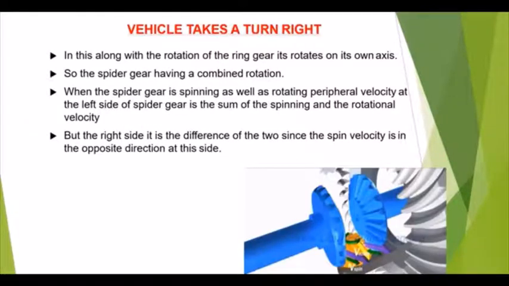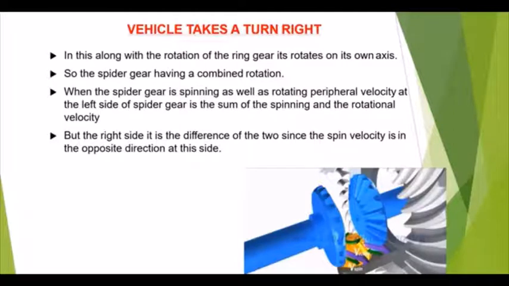While making a turn, for example a right turn, the spider gear has a combined rotation, which you can observe in the figure over here. It is spinning as well as rotating, giving a peripheral velocity in which the left side gear is the sum of the spinning and rotational velocity, and the right side is the difference of the two, in the opposite direction.